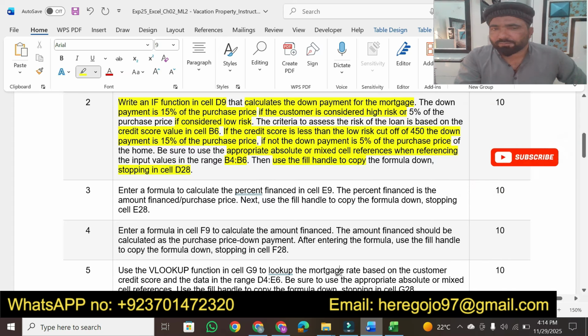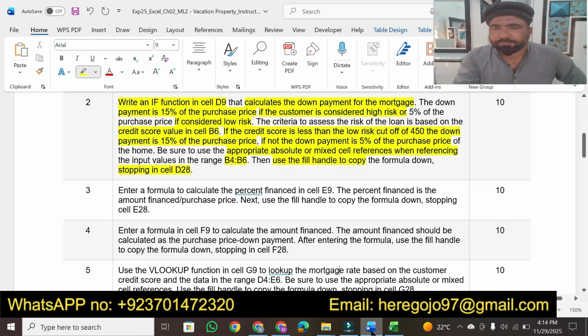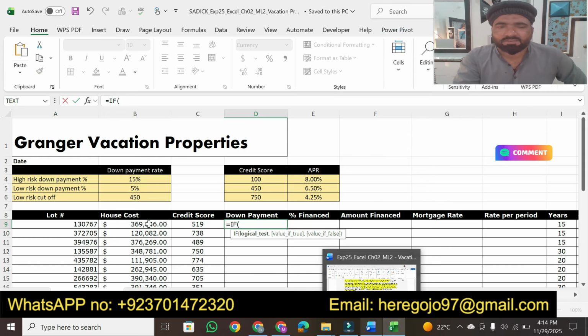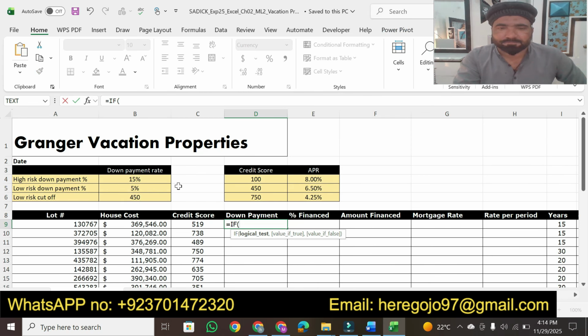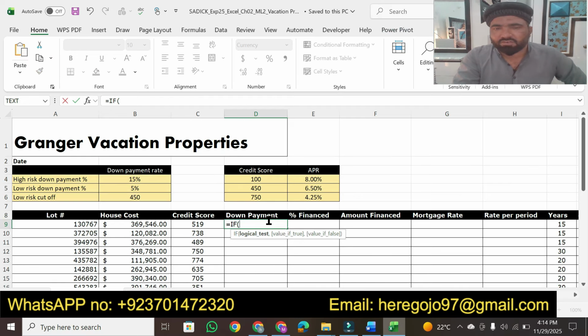D28. Okay, so after reading the instruction we get an idea that we have to use an IF function, and we have to use that in D9 here. Now we have to compare and calculate the down payment for the mortgage. The down payment is 15% of the purchase price. Where is the purchase price? Okay, that is the purchase price. Here is the purchase price: 15% if the customer is considered high risk, 5% of the purchase price if considered low risk. So here we have to use a function or formula.